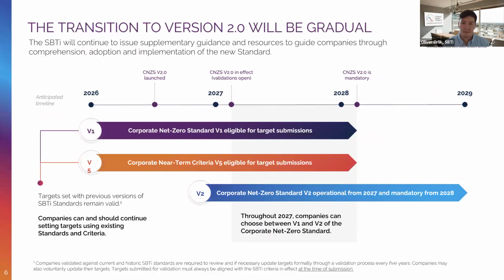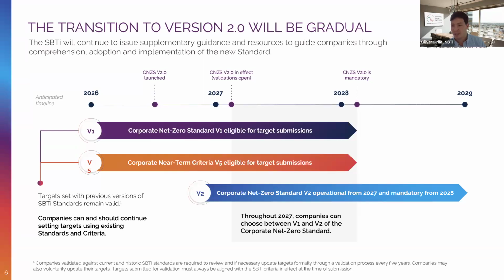So the next slide is the question that I get asked the most, which is, what does version 2 mean for me today if I've already got a target? Or if you're thinking about setting targets. So version 2 we announced in June of this year, and it'll be operational for validations from February the 1st of 2027. And from February the 1st of 2027 through to February the 1st of 2028, companies have an option to set targets under the current standard, which is version 1, or to use version 2.